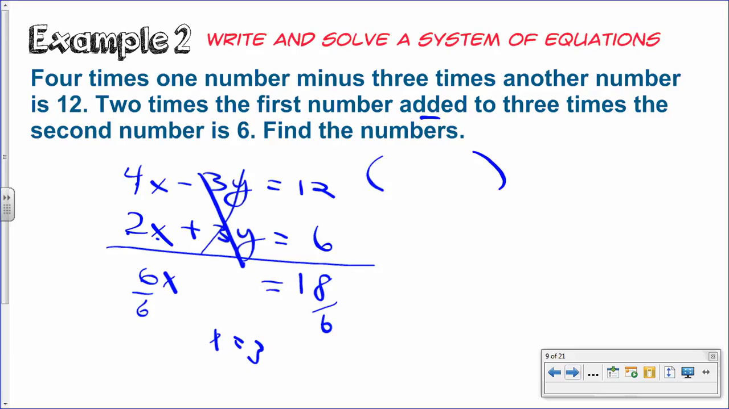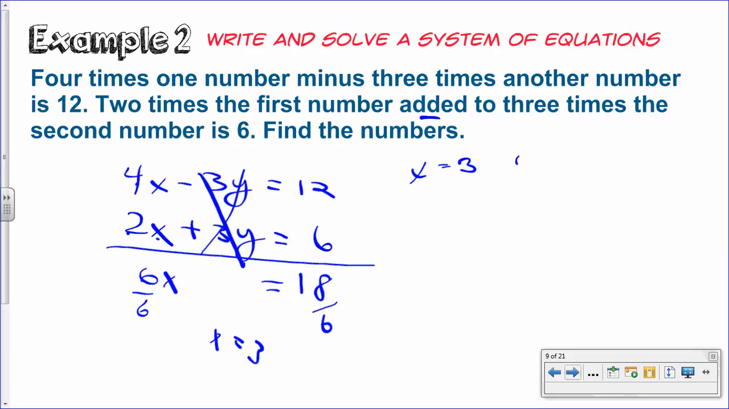Now, understand this problem a little bit. When I put this would I put my answer in ordered pair format? No, not necessarily. It's not asking me where they intersect. It's just asking me what the two numbers are, right? So I don't necessarily need to put it in ordered pair format. Are you guys clear on that? Okay. So I know that X is going to be 3.